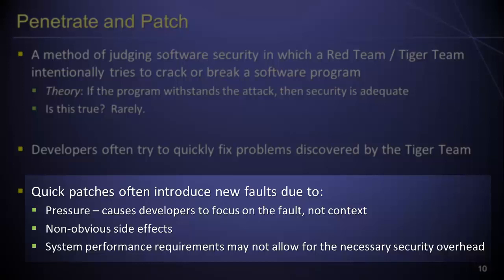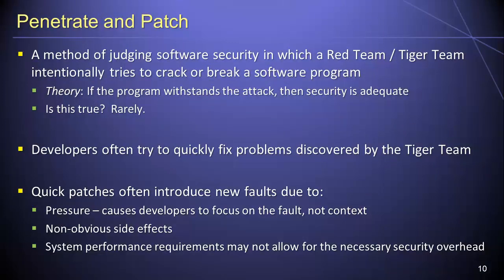Further, quick patches often have non-obvious side effects. A seemingly minor change in one part of the system, for example, may cause cascading problems which have negative implications for other parts of the system. Finally, the security overhead that is required in order to patch a program fault may not be allowed in light of a system's performance requirements. For these reasons, the penetrate and patch method should be abandoned in favor of a more holistic approach, which seeks to control software program threats by considering security issues throughout the entire software development process.